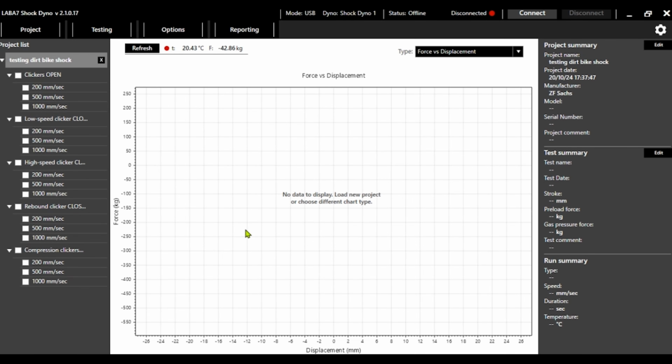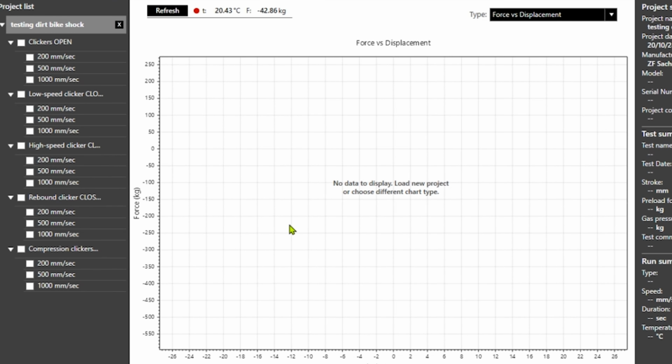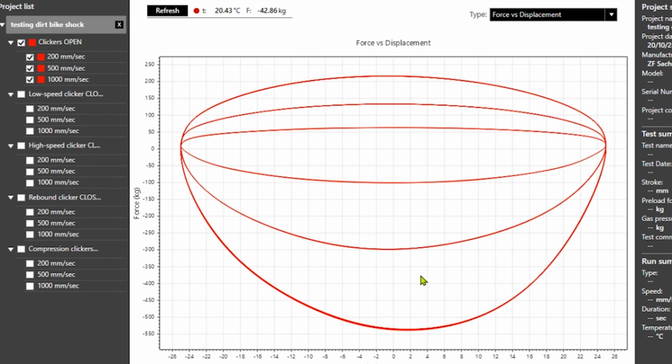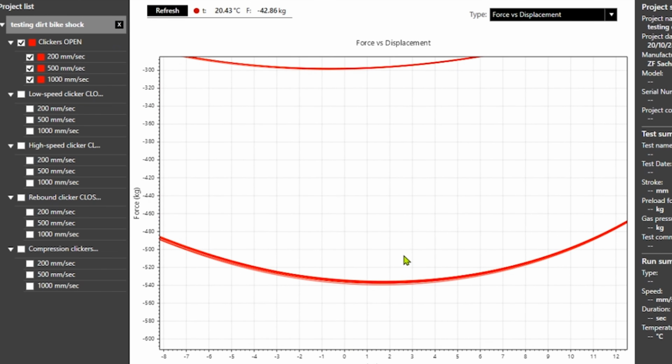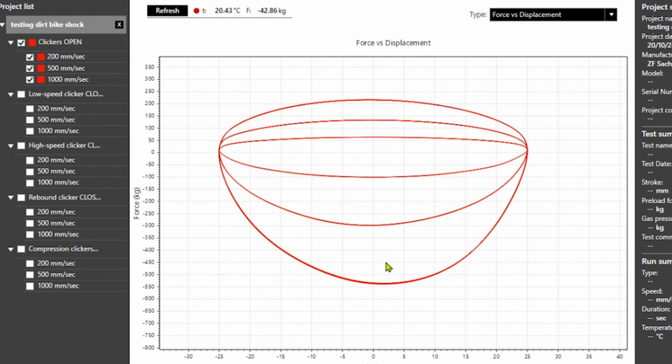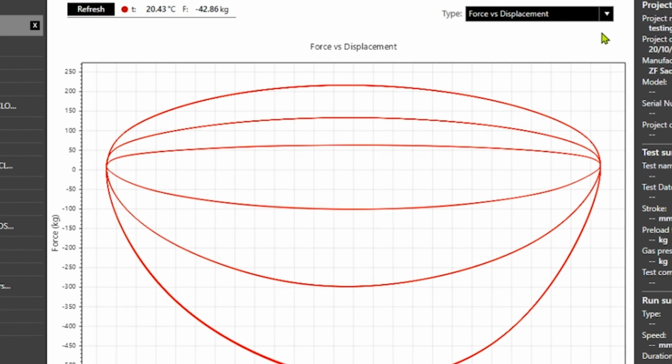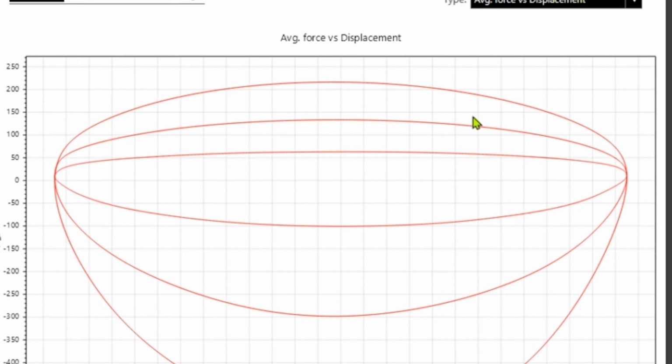Once all tests are finished, you'll have access to them on the left of the dashboard. Upon selecting the first test, you'll see that all cycles of compression and rebound are displayed on the graph. This can be useful to see if there are any erratic behaviors of the shock throughout the tests. Since this shock looks consistent, we can select the average force to make the graph less bloated.